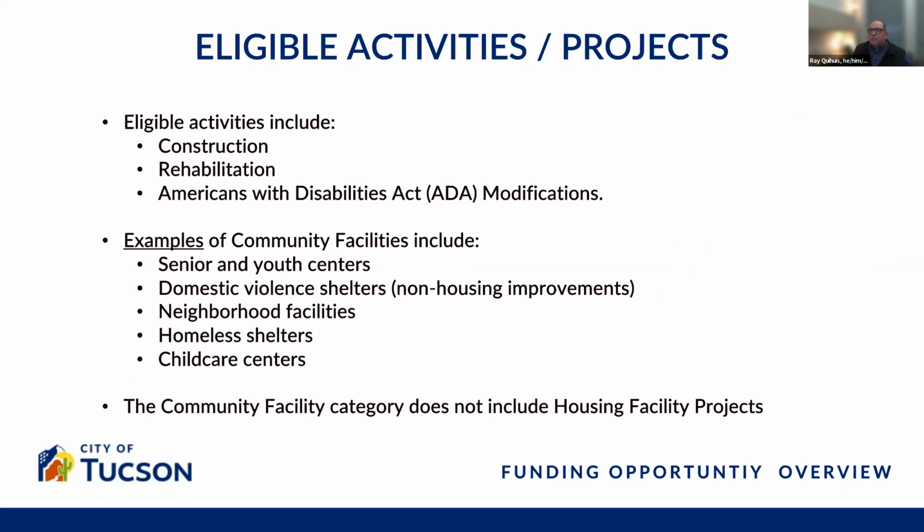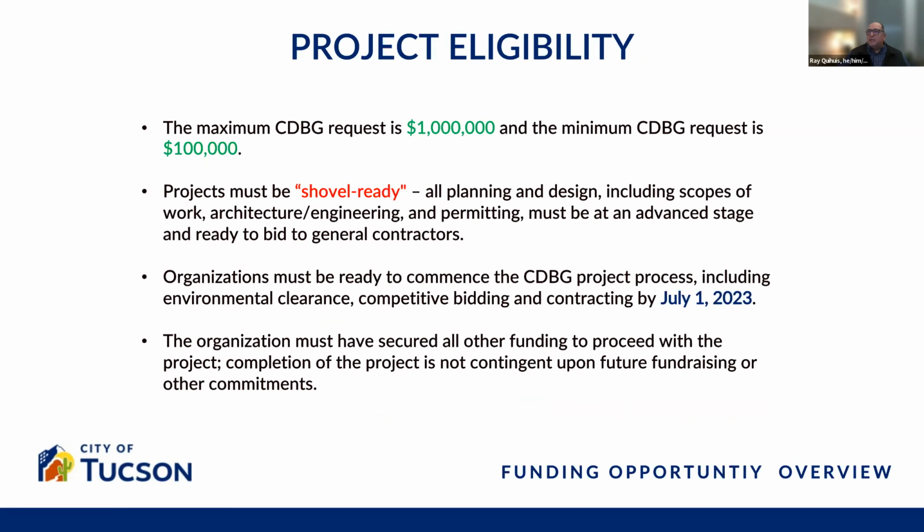So, the activities and projects. The activity could include construction projects, rehabilitation projects, and ADA modifications. Some examples would be senior and youth centers, domestic violence shelters, neighborhood facilities, homeless shelters, and child care centers. This community facility category does not include housing facility projects. Again, the maximum is $1 million. The minimum request would be $100,000. And the projects must be shovel ready.